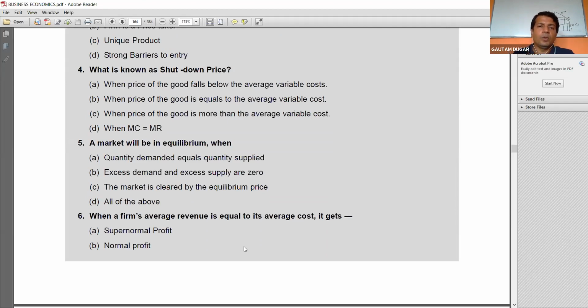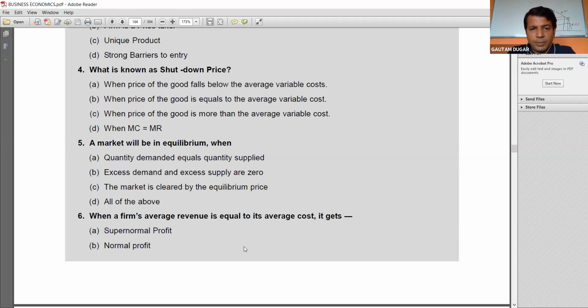What is shutdown point? Number 4. What is known as shutdown price? Again, wrong. What happened here? Today we discussed. Some people are going right, some are wrong. It's B. When the price equals the average variable cost, that is called shutdown price. Shutdown point.